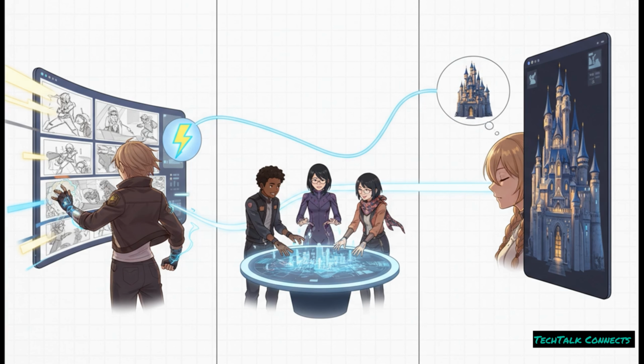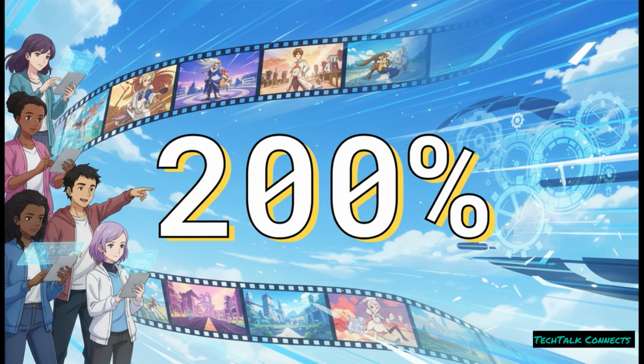Let's actually look at what that means in numbers. First up, creative iterations are 200% faster. Now, what does that really mean? It means in the time it used to take you to try one idea, you can now try 3. It just blows the doors open for experimentation, letting you make bolder, more interesting choices without the risk.